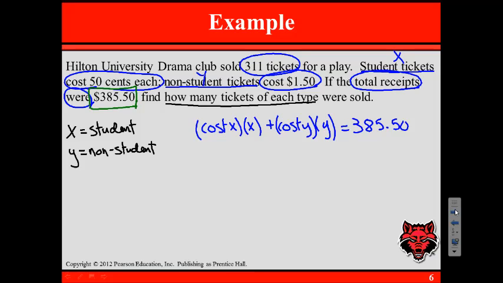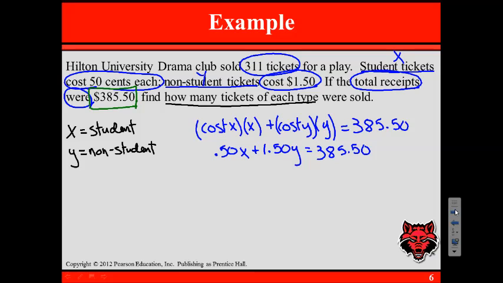So if we plug in the information from the problem, we're told that student tickets cost 50 cents each, so 50 cents times X, plus we're told that non-student tickets are $1.50, so $1.50 times Y equals $385.50. So now we have one equation.